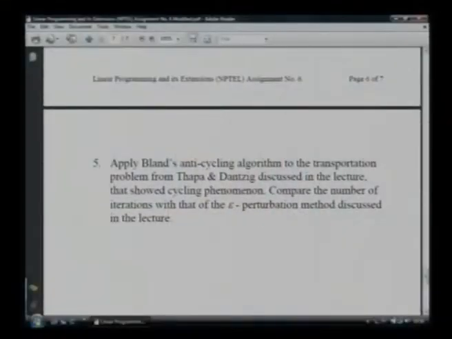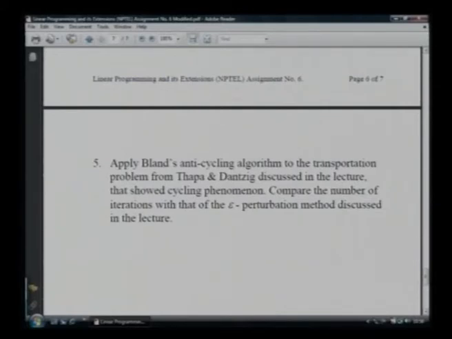Now, problem 5, I want to make a point here. I have been saying that for a simplex algorithm to combat degeneracy, which means cycling, you apply Bland's anti-cycling rules, and then you can avoid stalling. That means you can avoid cycling, right. So, the same thing we will do for the transportation problem also. Now, Thapa and Dantzig, I have given you the reference of the book. This has given a transportation problem which cycles if you use the ordinary simplex algorithm, right.